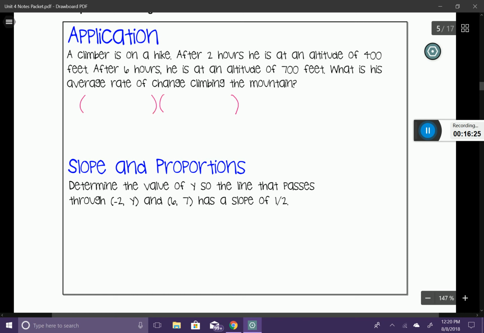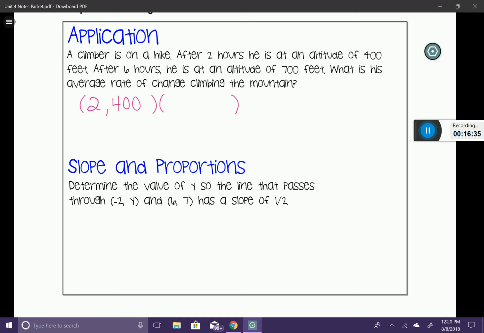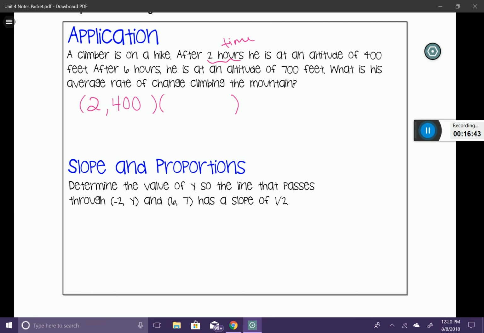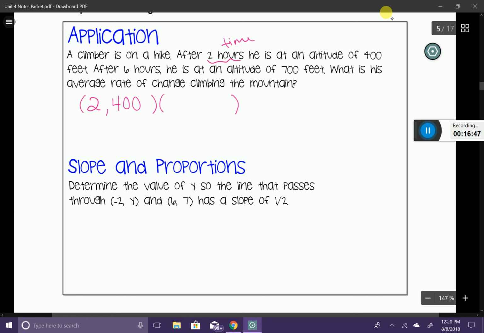The first coordinate is going to be 2 hours and then 400 feet. Now, I knew to place my 2 in the x position because 2 is a time, or 2 hours, and that's an independent variable, meaning that it doesn't depend on anything. It's time. So I'm going to go ahead and use that as my x variable.